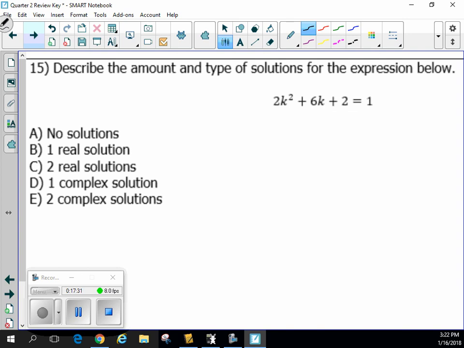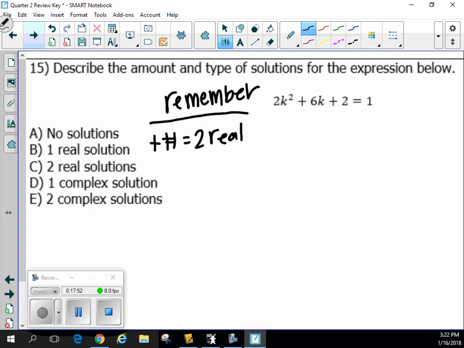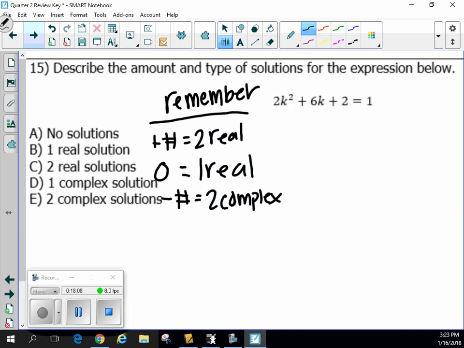Number 15 says to describe the amount and type of solutions from the expression below. So this is from Unit 6, and this is talking about your discriminant. So remember that for your discriminant, if you get a positive number, you have 2 real solutions. If you get 0, you have 1 real solution. And if you get a negative number, you have 2 complex or imaginary solutions. Okay, so just kind of keep that in mind.